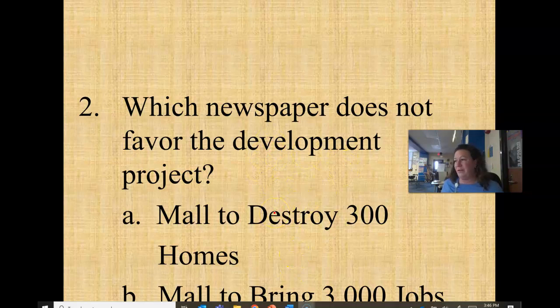Which paper does not favor the development of a project? Right there on slide 17. Is it "Mall is going to destroy 300 homes," or "Mall would bring 3,000 jobs"? So if you're not in favor of something and you are writing an article about it, what would you title it? I would say it's going to destroy homes. I wouldn't say that it's going to bring jobs, because I want other people to feel the exact same way that I do, right? So this is why connotation is important.